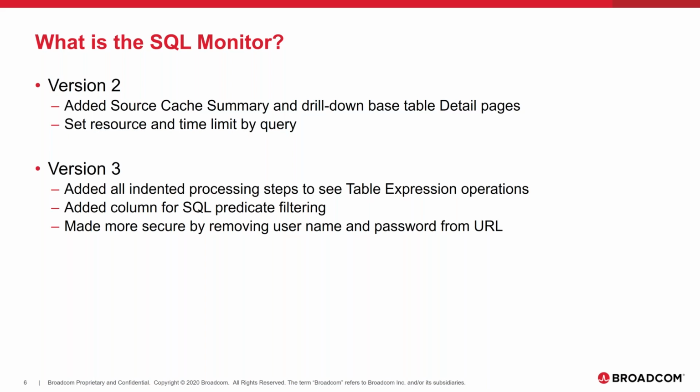And then also we added one more number, the number of predicates or rows, or the filter factor of predicates that couldn't be sent to CBS, so you can identify that. And we made it more secure by removing username and passwords from the URL in case you were ever wanting to access this, you know, outside your firewall.